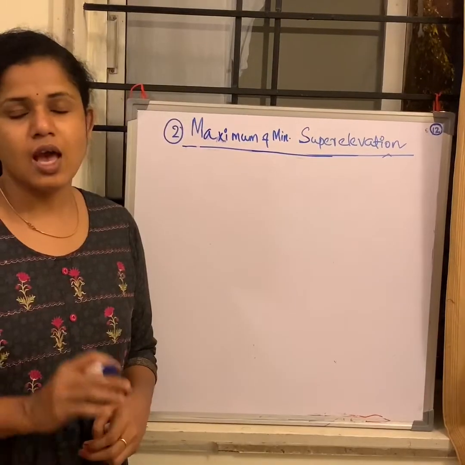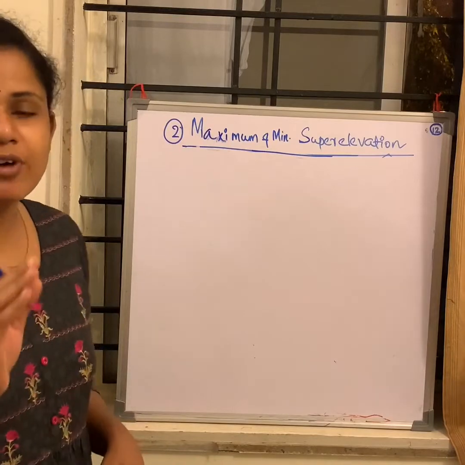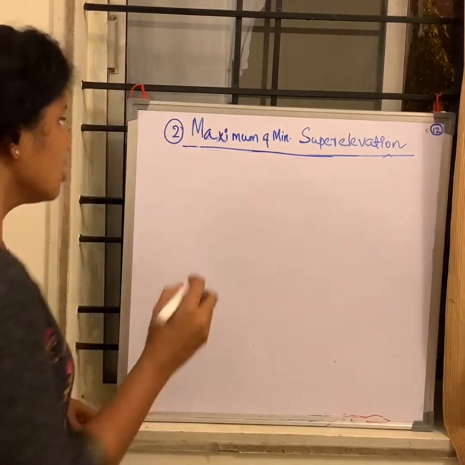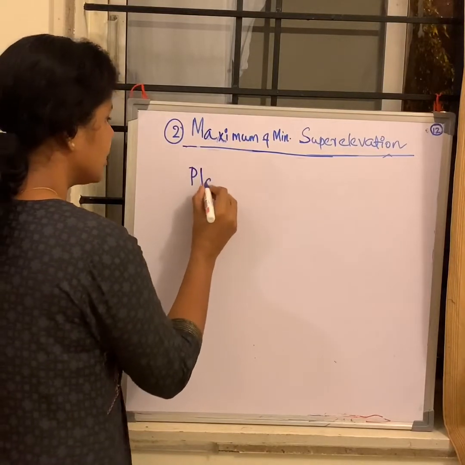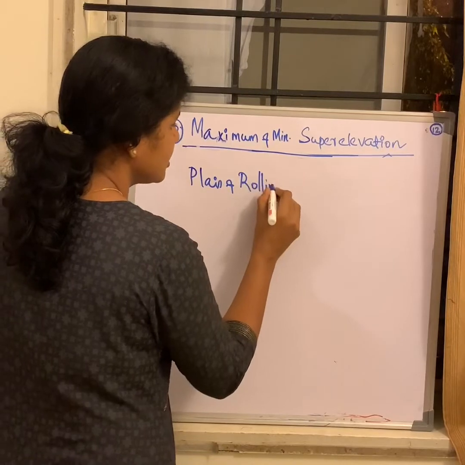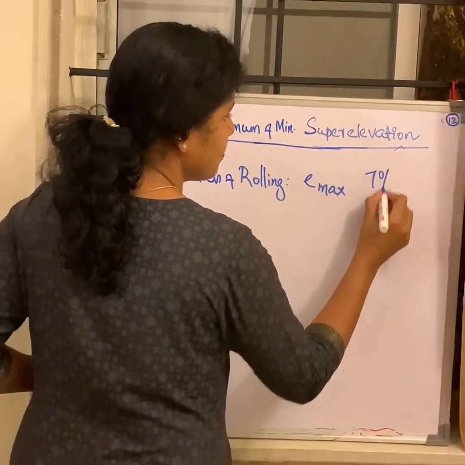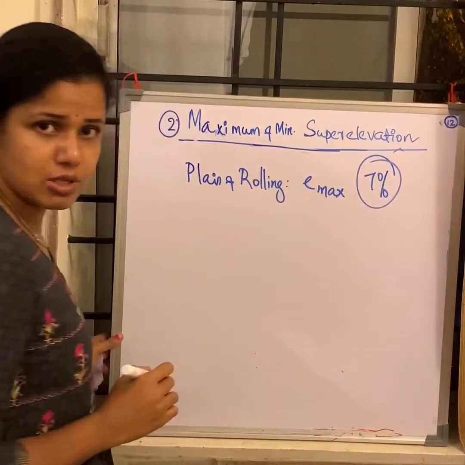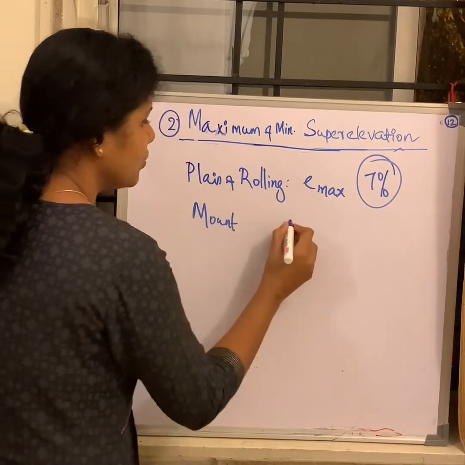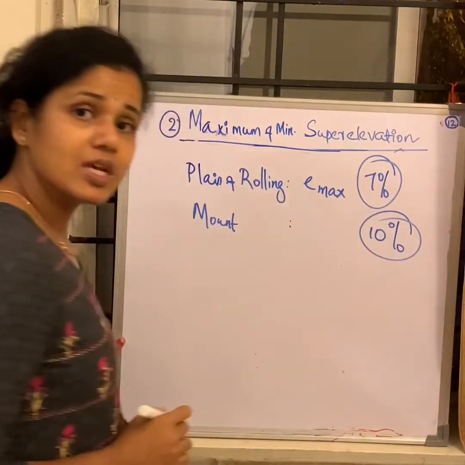Now, as per the IRC design guidelines, the maximum values for super elevation have been given for different terrain conditions of the road. For plain and rolling terrain, the maximum value of super elevation, which I am going to write as Emax here, is limited to 7%, that means 0.07. For a mountainous or steep terrain, the value can be increased to 10%. 10% is the recommended value.